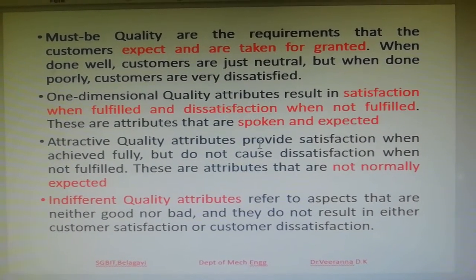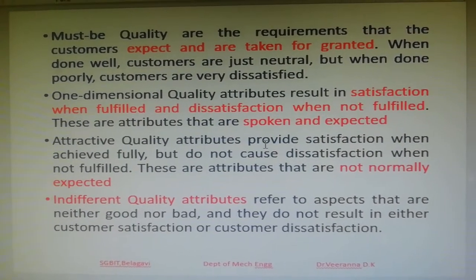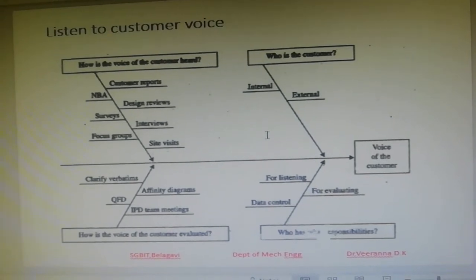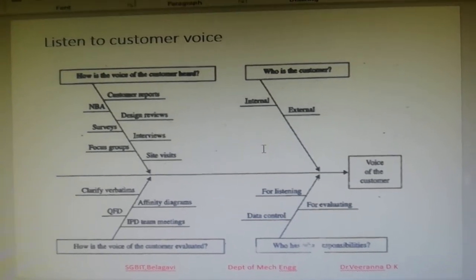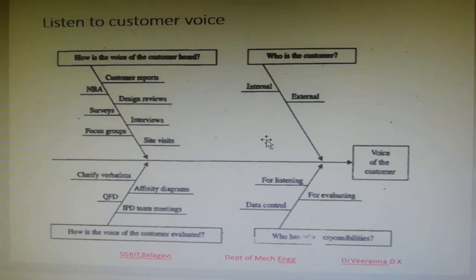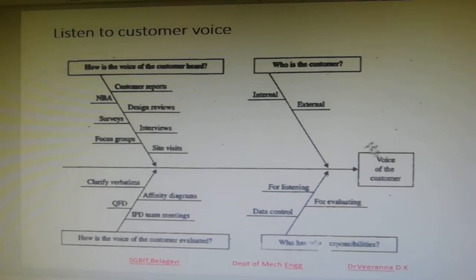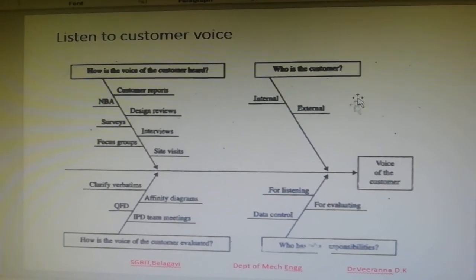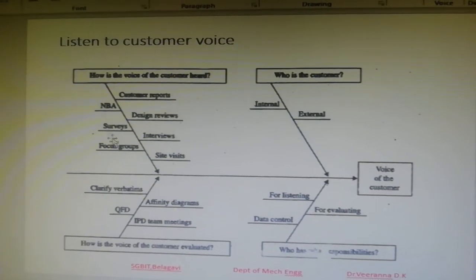That kind of thing you have to think about here: which product you are talking about and what you are doing with that. Then you have to listen to the customer voices. There are so many ways and means to listen to the customers. It can be very well presented with the fishbone diagram or Ishikawa diagram, also called the cause and effect diagram. Finally you have to listen to the voice of the customer. First you have to understand who your customers are, the external and internal customers. Then what methods you have to use.